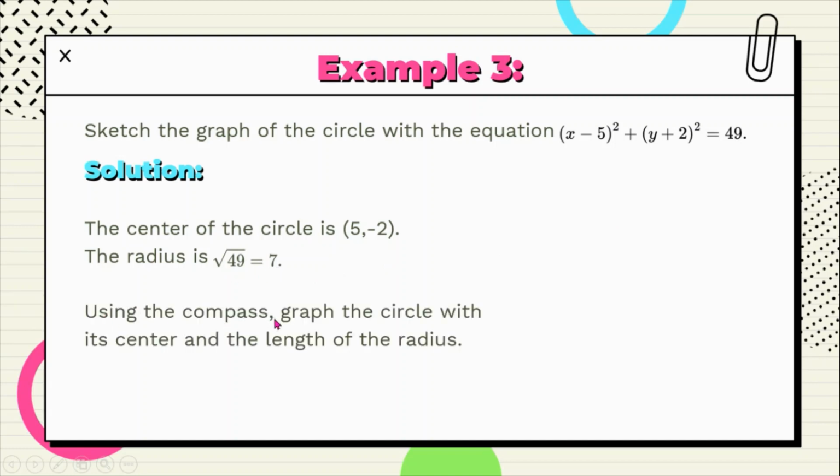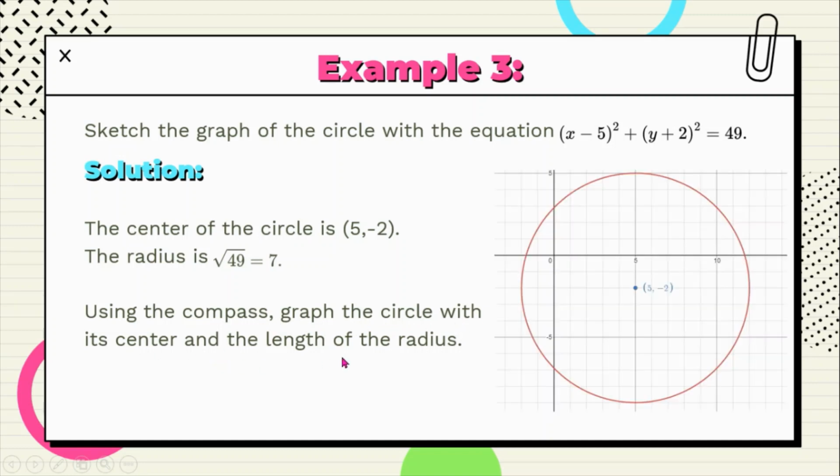So using the compass, graph the circle with its center and the length of the radius. Its center is (5, negative 2), and its radius is 7. That is 1, 2, 3, 4, 5, 6, 7. So that's for example 3.